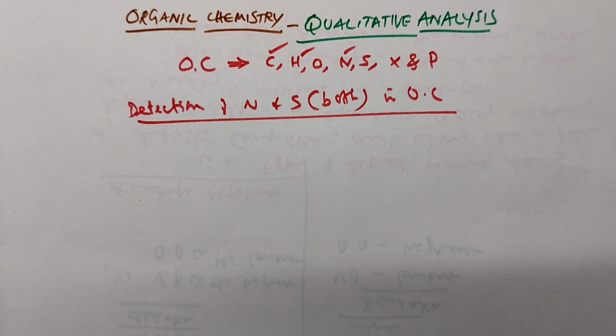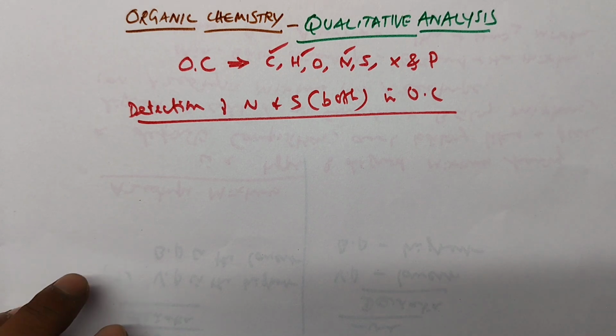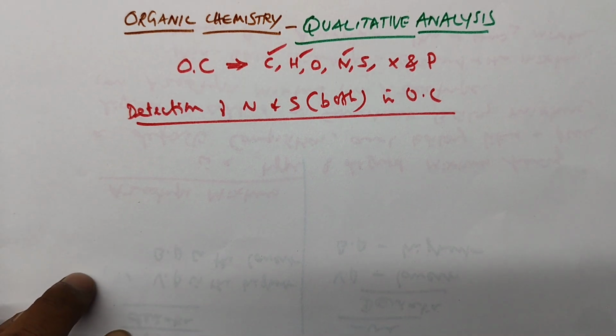Already in the last class we discussed the Lassaigne's extract or sodium fusion extract. How we can prepare the extract: we take a few milligrams of organic compound, and to that we add a small piece of sodium metal, and strongly heat that sodium fusion tube and immediately plunge it into the China dish which contains distilled water. Then you have to grind that mixture and filter the solution. That filtrate is known as Lassaigne's extract or sodium fusion extract.